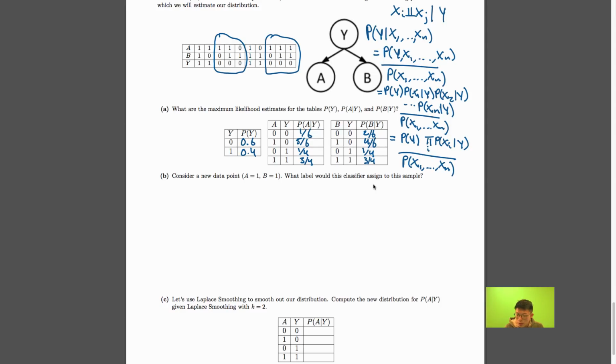What's more interesting is let's figure out, given the data, how we should label a new incoming data point. Our goal here is to find which is larger: the probability that y is 0 given A equals 1, B equals 1, or the probability that y is 1 given A is 1 and B is 1.